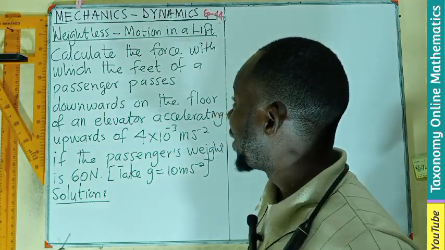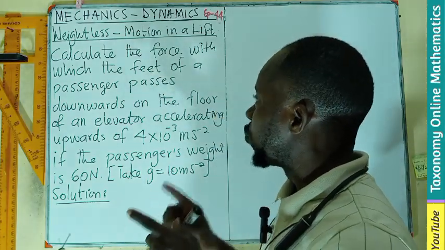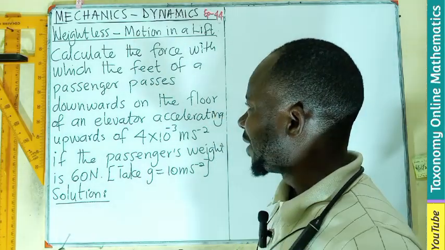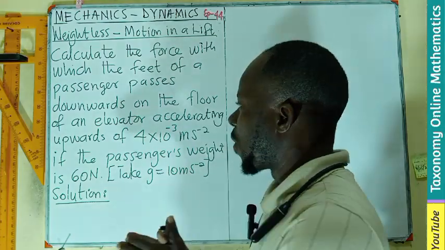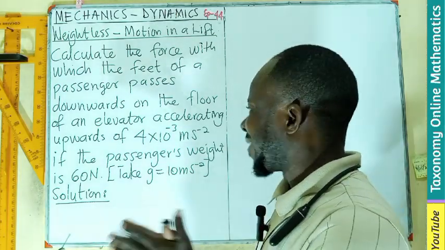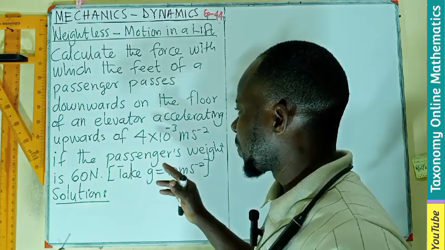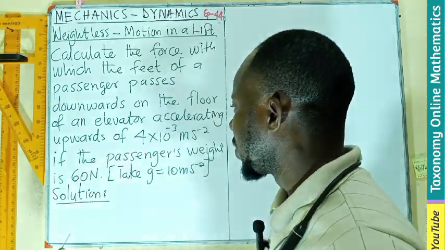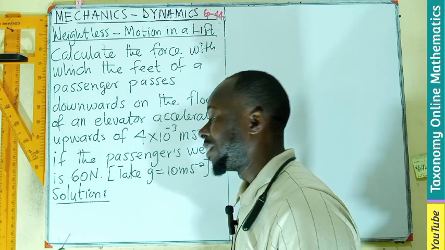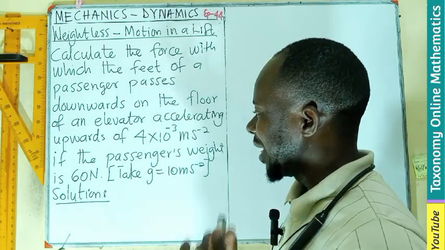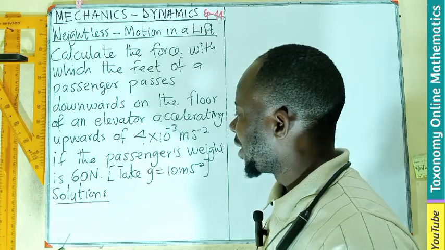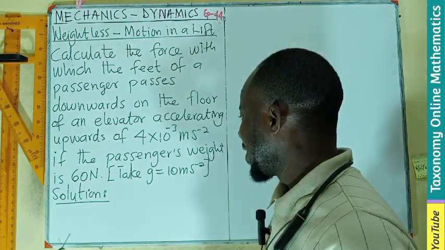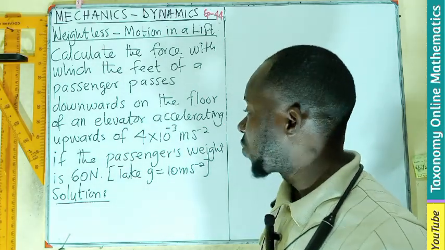So we are to calculate the force with which the feet of a passenger pass downward on the floor of an elevator accelerating upward at 4 times 10 raised to the power negative 3 meter per second squared, if the passenger's weight is given to us as 60 Newton. The acceleration due to gravity is 10 meter per second squared.